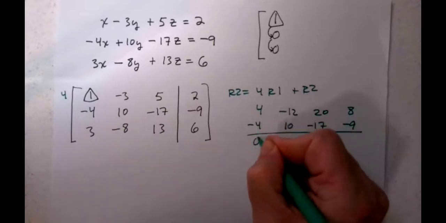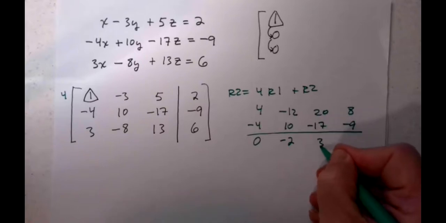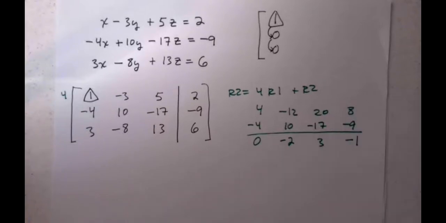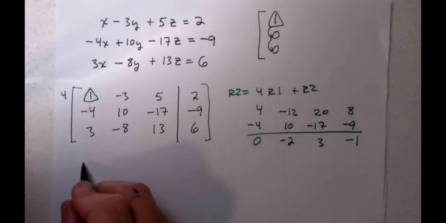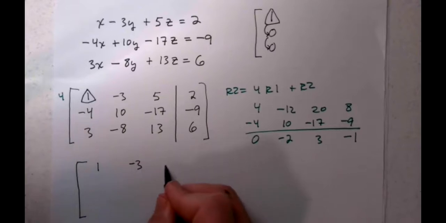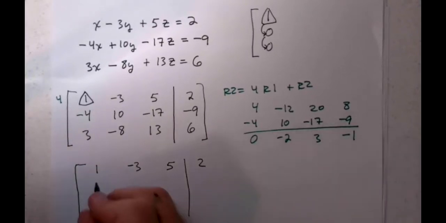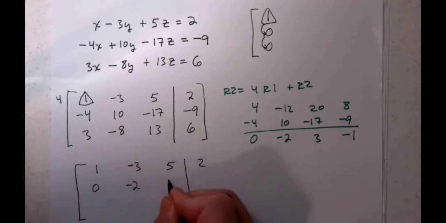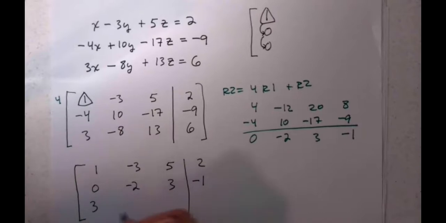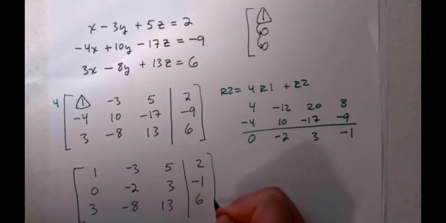What does that give us? 4 minus 4 is 0. Negative 12 and 10 is negative 2. 20 minus 17 is 3. 8 minus 9 is negative 1. This is my new row 2. Row 1 stays the same. My pivot is still that 1. So row 1 is still 1, negative 3, 5, 2. Row 2 is 0, negative 2, 3, negative 1. And my row 3, we have to convert here next. 3, negative 8, 13, 6.